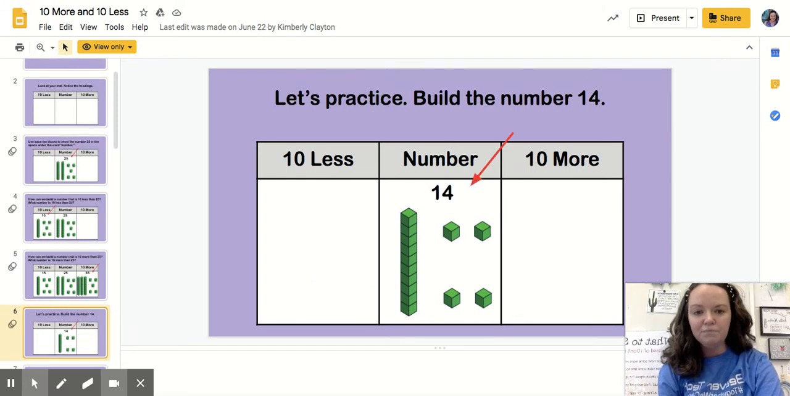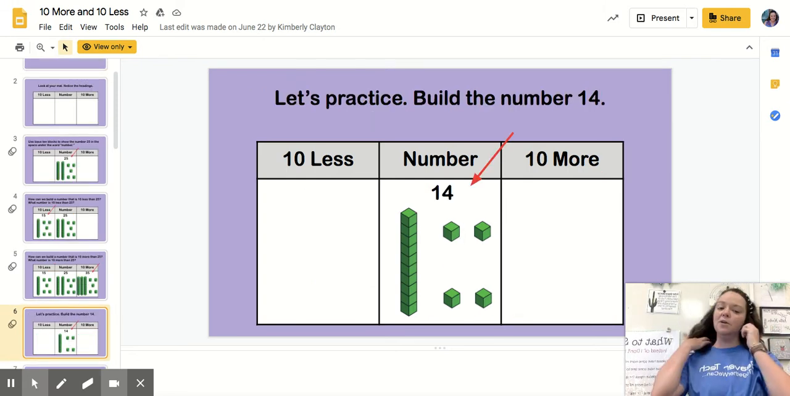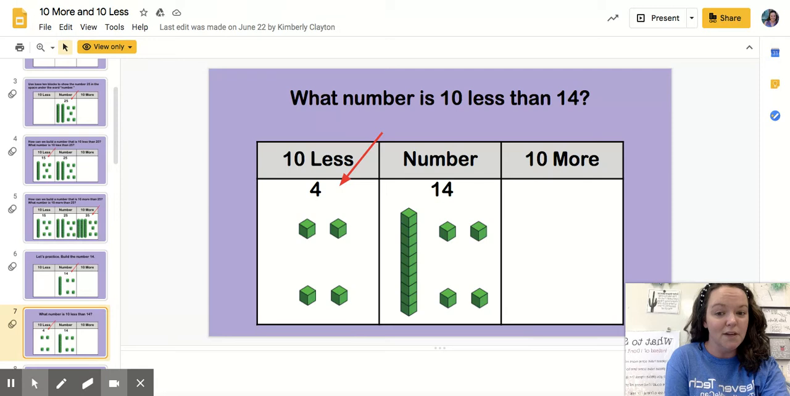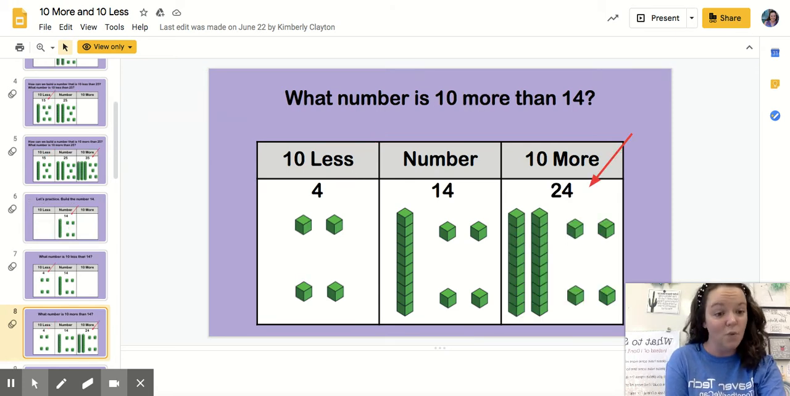Let's look at another one. Here's our number 14 right in the middle. All right, we have one group of 10 and 4 1s. So if we go 10 less, we're going to be taking 10 away. What do you think that number is going to be? It's going to be 4 because we took a 10 away, so now we just have 4. All right, but now let's figure out what 10 more than 14 is. So instead of having one group of 10, we're going to add another one. Now we have 24. So 10 less, we go 4, 14, 24. Again, those 1s places are staying the same because the 1s haven't changed, just the 10s.